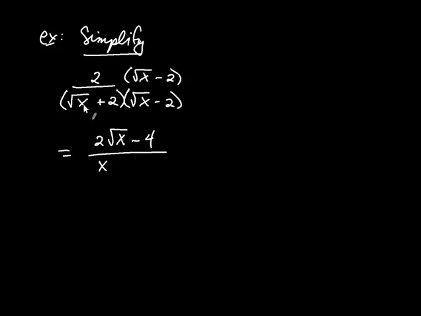And let's try to do this next step in our head. Root x times negative 2 is negative 2 root x. And then this is positive 2 root x. And those cancel. And then finally, positive 2 times negative 2 is negative 4. So we write minus 4. And that would be our answer. That's as far as we can go. Okay, so that's how we multiply and divide radicals. Until next time.